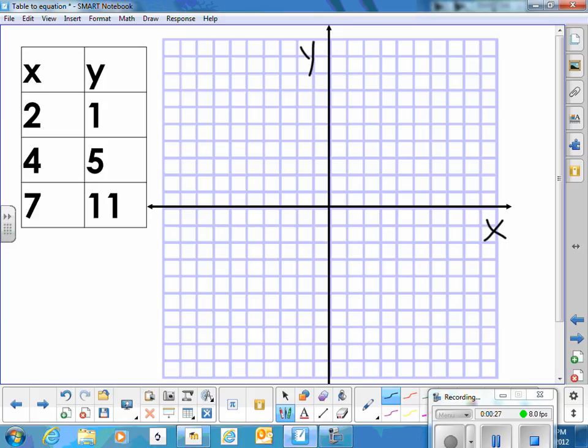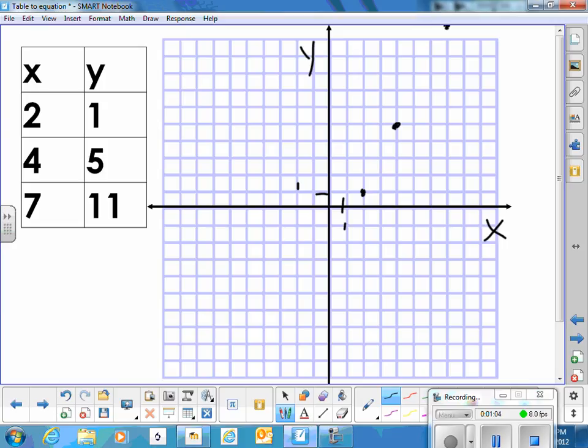If we say each square is 1, the first point would be x is 2, y is 1. The next point is x is 4, y is 5. The next point is x is 7, y is 11. So it's a little bit off the chart right there.